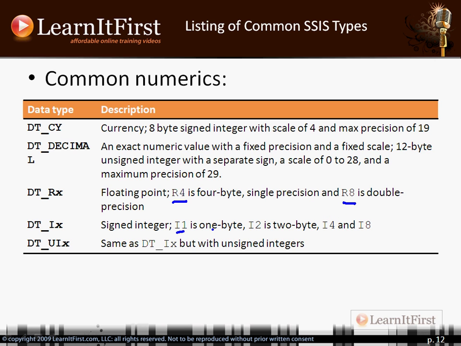Here, there's DT_I1, DT_I2, I4, and I8. The numbers represent the number of bytes. You obviously need to know the difference between, and I mean, who doesn't, a signed integer versus an unsigned integer, right? So those are pretty simple maps, I think.